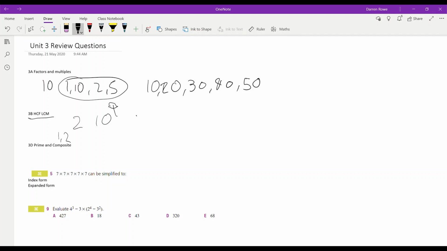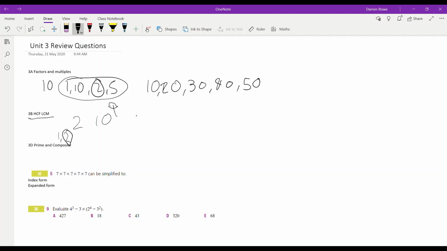Then you look at both lists and you say, out of the two lists, which is the biggest number that's in both? Well, in this situation, there's only one number in each that is the same. So 2 and 2, that would be the highest common factor because that is the only one that's in both, and it also happens to be the highest.